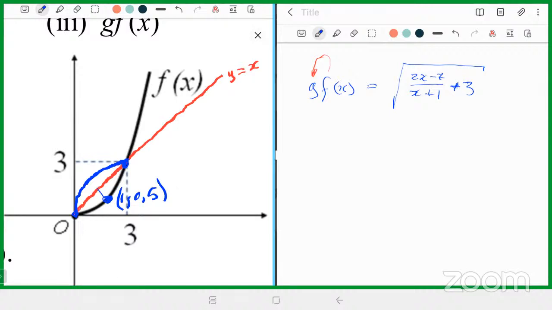The image of this point over here would be 0.5, 1. The values are switched around. So the point 1, 0.5 reflects to 0.5, 1. The coordinates switch around, because the domain becomes the range and the range becomes the domain. You have to remember that about the function and its inverse.